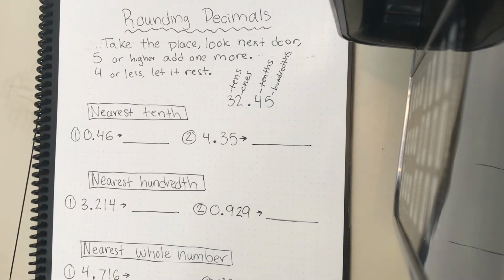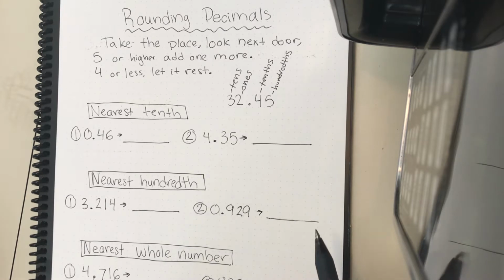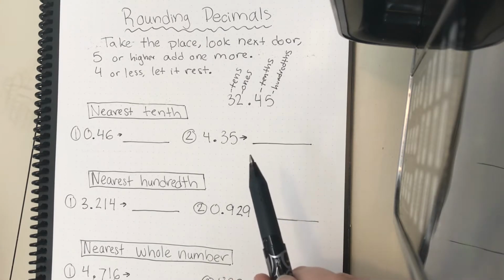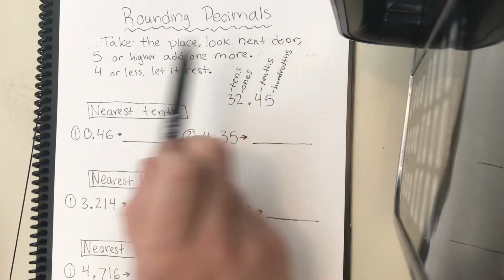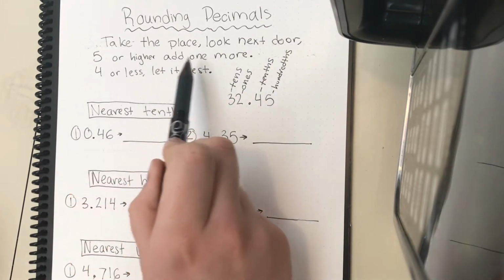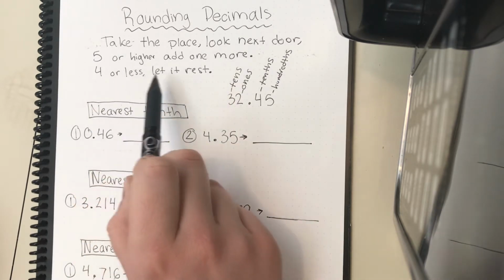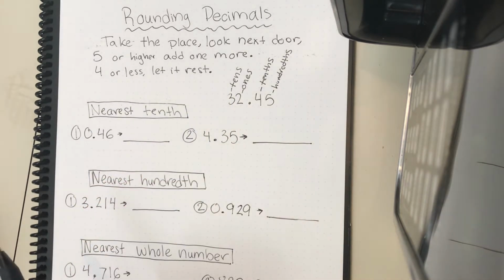In this video, I'm going to teach you how to round decimals, okay? And so here's the rhyme that we use for rounding decimals. Take the place, look next door, 5 or higher, add 1 more. 4 or less, let it rest, okay?